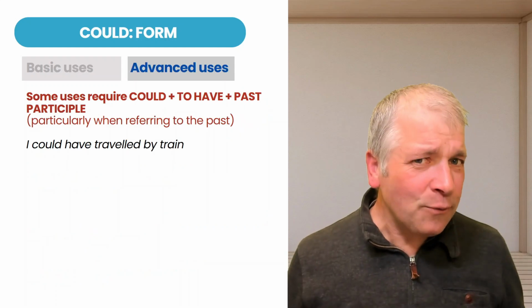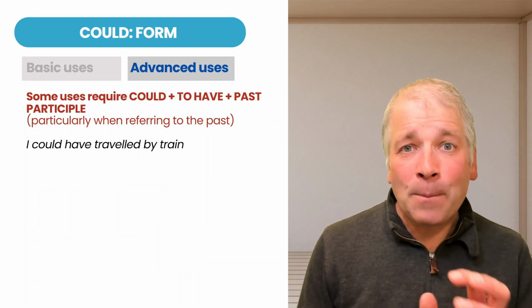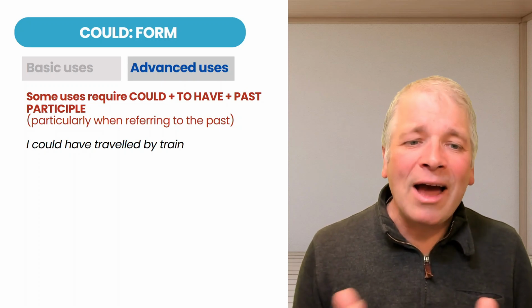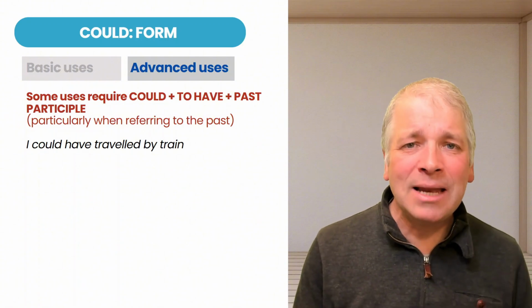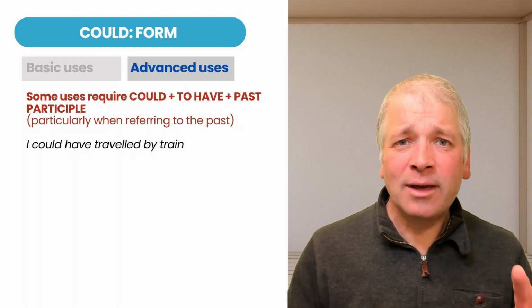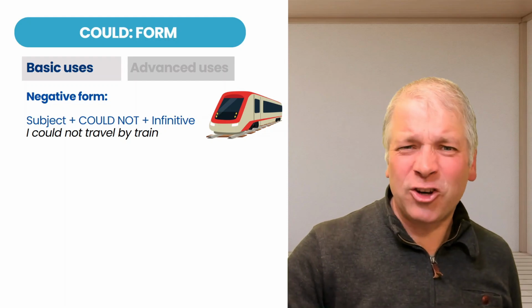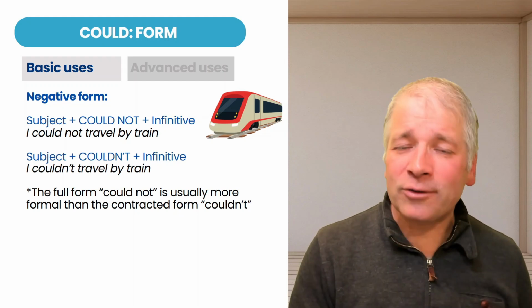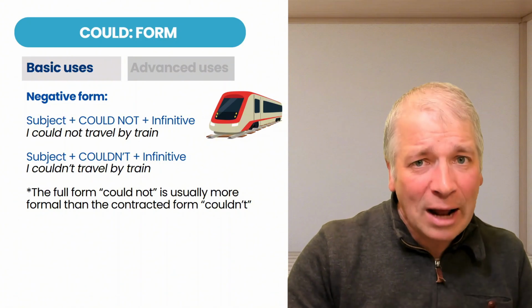With advanced uses of could, we often use could, then have, and the past participle, particularly when referring to the past, in this way. I could have travelled by train. And here we're placing the meaning in the past. And we'll look at how we can use could with the past in a minute. In the negative form, could not, I could not travel by train, or couldn't, I couldn't travel by train. And as with cannot and can't, the full form could not is usually more formal than the contracted form couldn't.